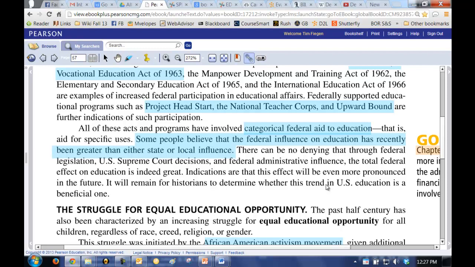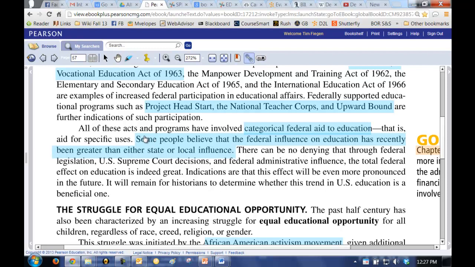And of course, you know how we are as schools and educators. We'll say, oh yes, if you'll give us money, we'll do whatever you say, Master. We'll do whatever you say. And we did. And to the point we're addicts now that we can't live without that pipeline of categorical federal aid. Okay, some people believe that federal influence in education has recently been greater than either state or local influence.